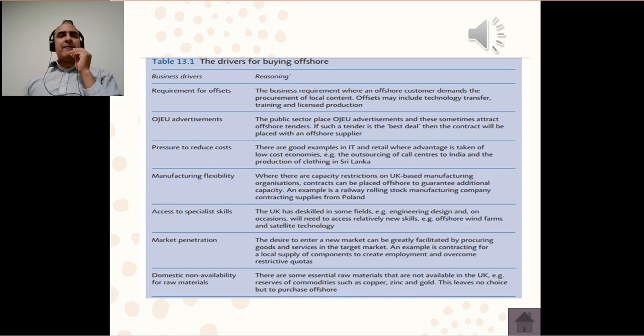We also have access to specialist skills. Sometimes in some certain markets, we have specialists. We have a whole industry that is already well developed, so we better tap into that expertise rather than trying to develop it in our own market.